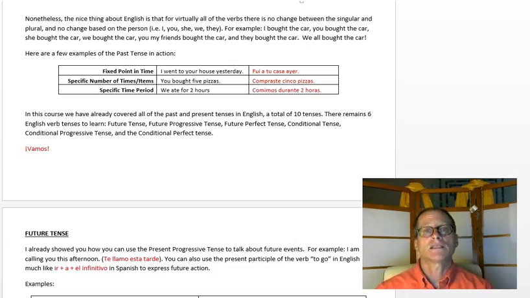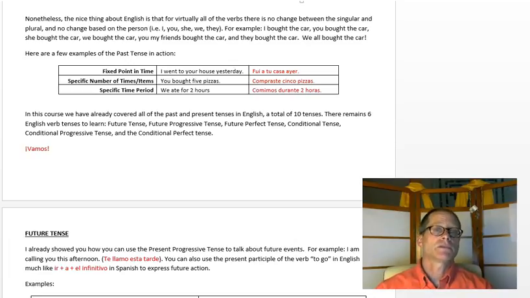Nonetheless, the nice thing about English is that for virtually all of the verbs, there is no change between the singular and the plural, and no change based on the person. I, you, he, she, it, we, they. So for example, you would say, I bought the car, you bought the car, she bought the car, we bought the car, you, my friends, bought the car, and they bought the car. Okay, so we all bought the car. We buy the car in the present tense, but we bought the car in the past tense.